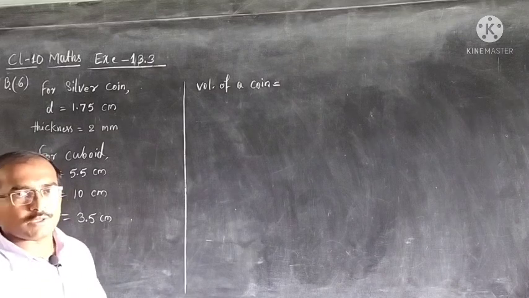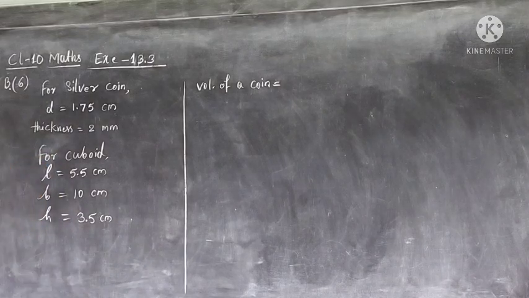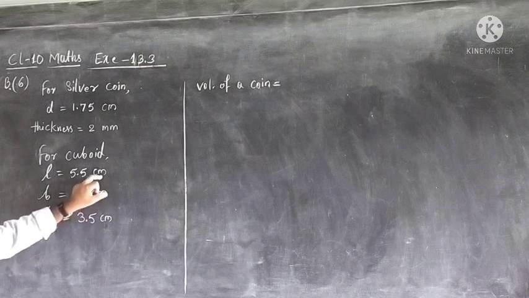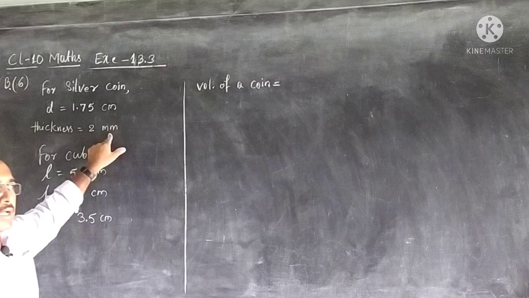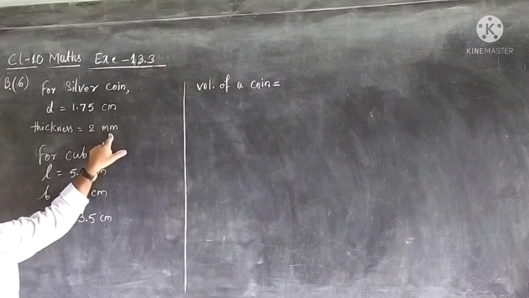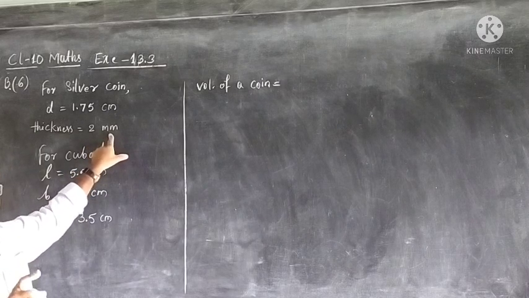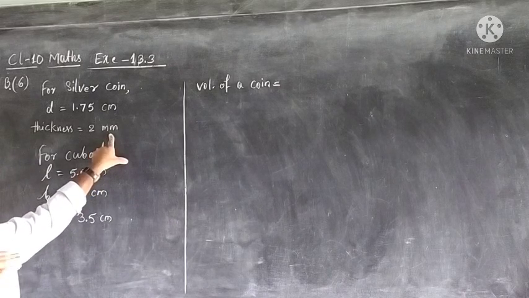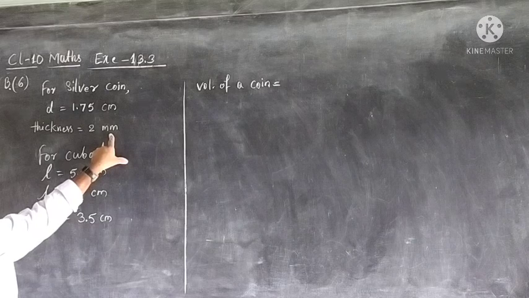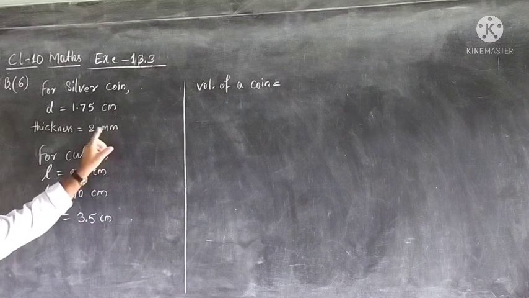We will get the number of coins. Anyway, but the problem is here. What is the problem? All the dimensions we are seeing in centimeter, but the thickness of the coin is in millimeter. We are not allowed to work with different units. Remember it, in surface area, volume and areas, wherever you are working, you need to work with the same unit. If units are different, we need to convert them into the same unit.